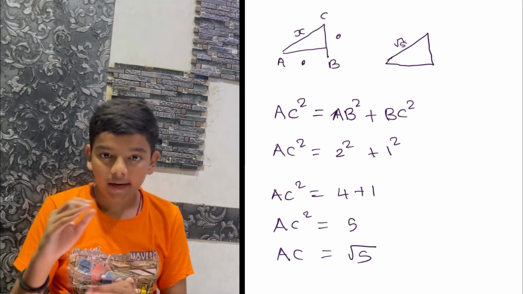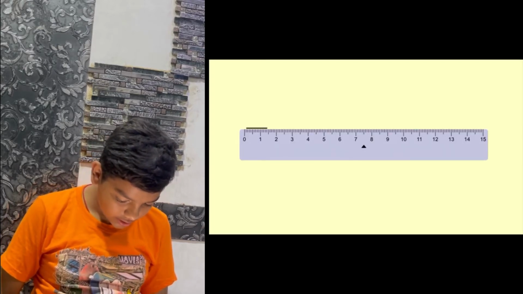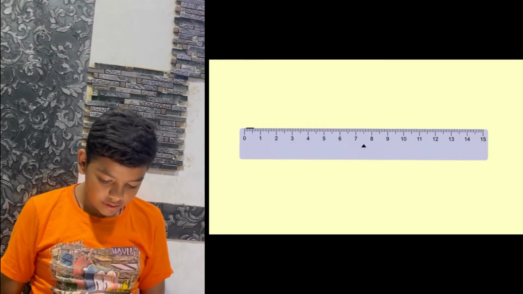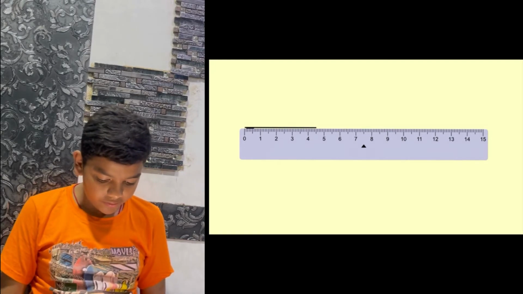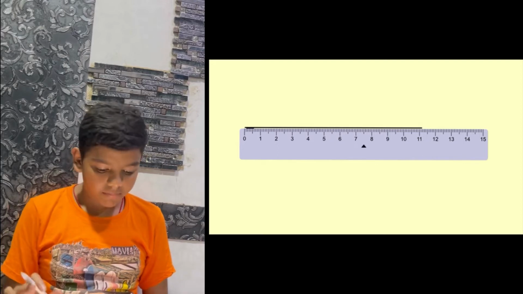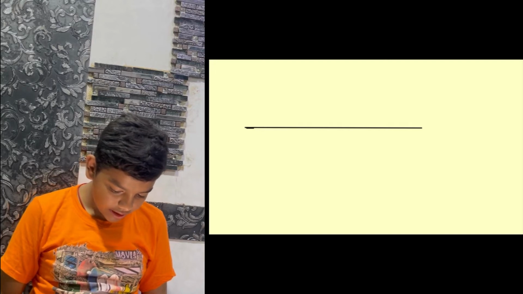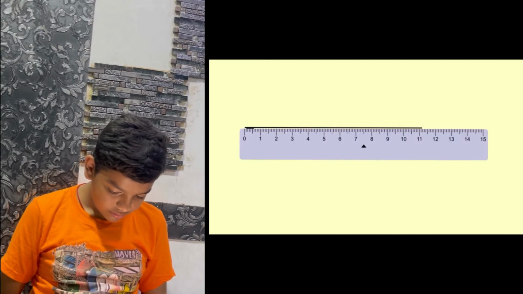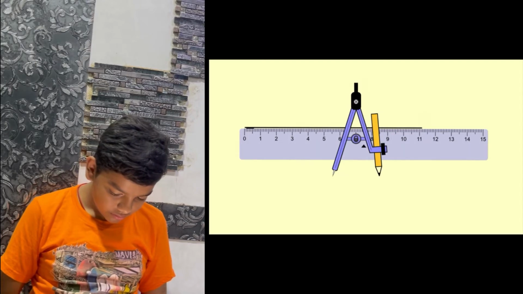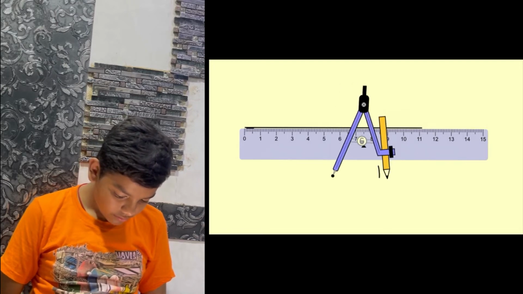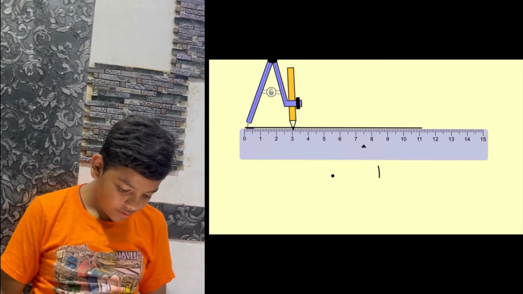So now let's go into the practical. They have said the square root of 5. So take a random measurement. I am taking the scale. Okay, I took a random measurement. So this is the random measurement which I took. You need to mark the centimeter with a compass. So I'll take my compass and my scale. I am going to take the unit 1 centimeter. So I'm locking it.